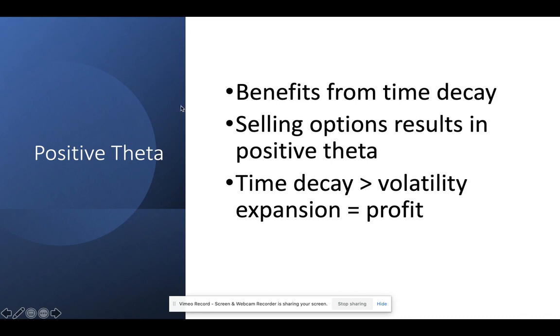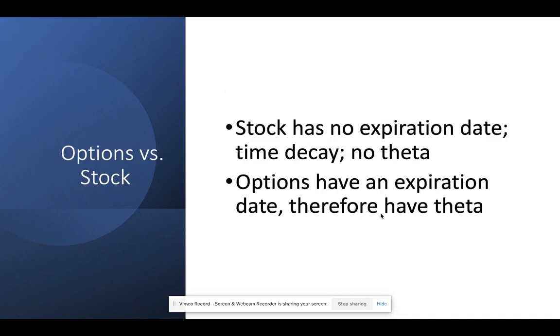And then I also wrote down here that as a seller, something you have to be mindful of is volatility expansion, because if volatility expands, the option price of a contract will also go up. And as a seller, you want the options contract to go down. So in order to be profitable, your time decay has to be greater than the volatility expansion if we're holding the stock price the same, okay?